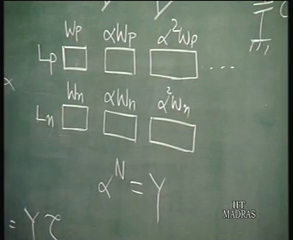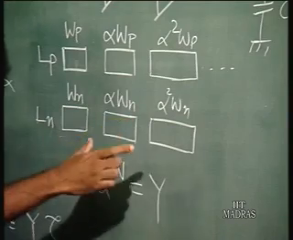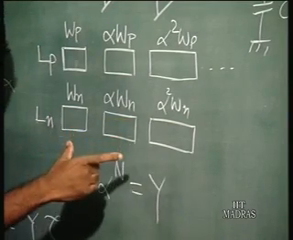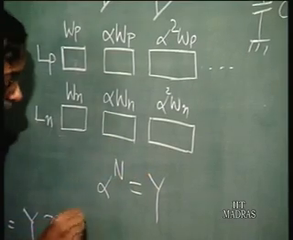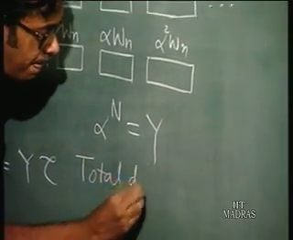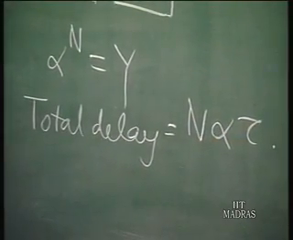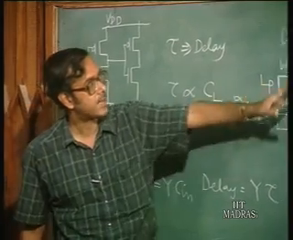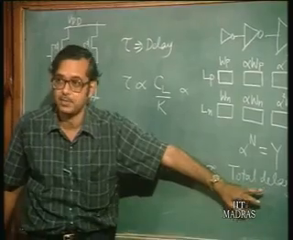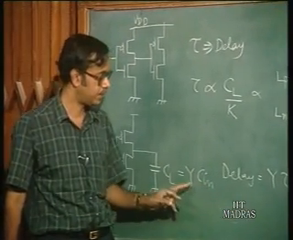Now, what is the total delay in this case? You have n stages and each stage has a delay of alpha times tau. So, the total delay is n times alpha tau. So, in this scheme, total delay is equal to n times alpha tau. You see that if you have a cascade of inverters like this, the total delay is n times alpha tau, whereas if you were driving it directly, it would have been y times tau.